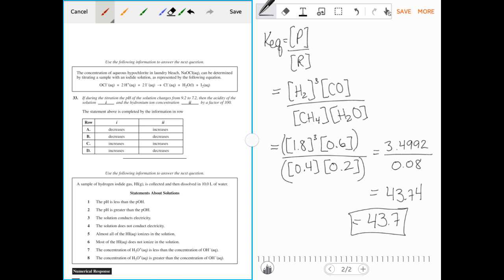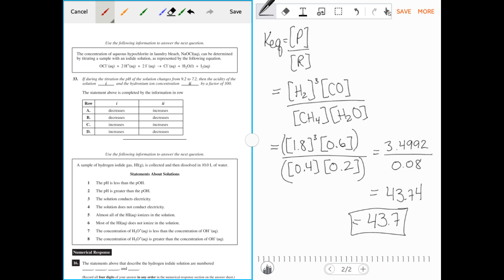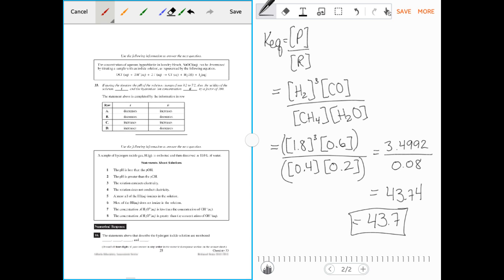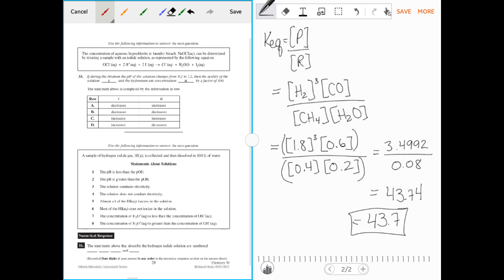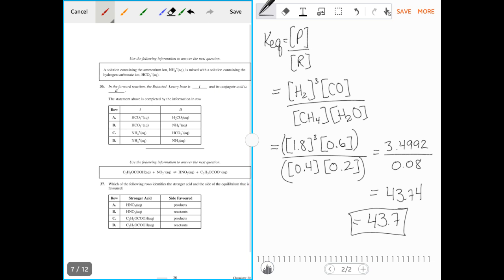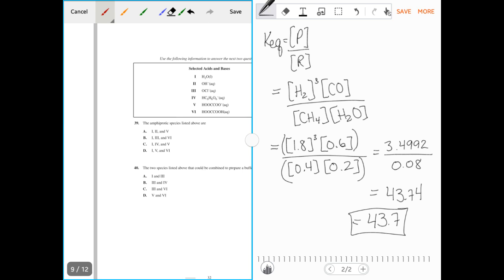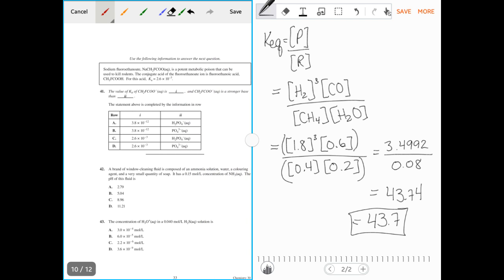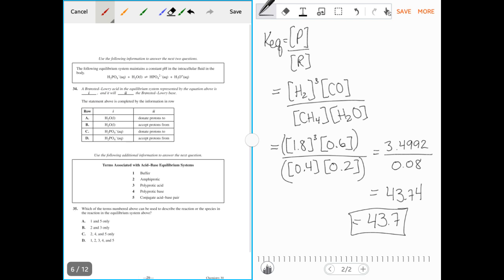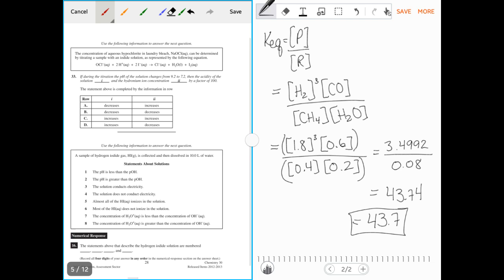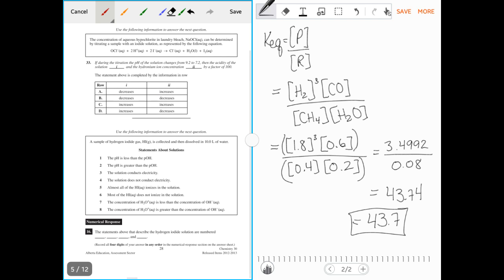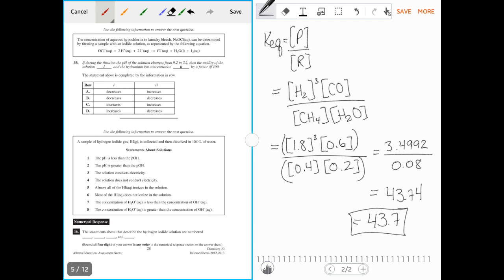Okay. We'll continue to look through some questions here. How many more questions do I have here? We will take a look through question 33 and numerical response 16. So it says the concentration of aqueous hypochlorite in laundry bleach. Oh, let's just take a look here.